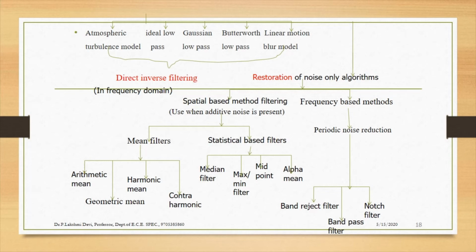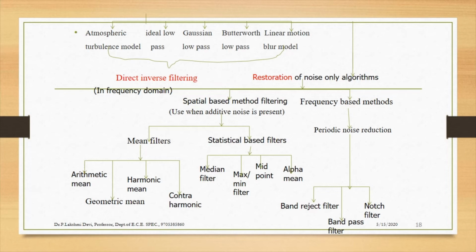Under the mean filters again we have some types: arithmetic mean filters, geometric mean filters, harmonic mean filters, contra harmonic mean filters. Statistical based filters are again divided into 4 types: median filters, max or min filters, midpoint filters, alpha trimmed mean filters. These are different types of statistical based filters used when additive noise is present. That is the spatial based method filtering concepts.